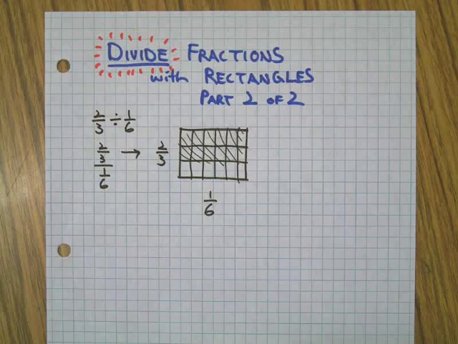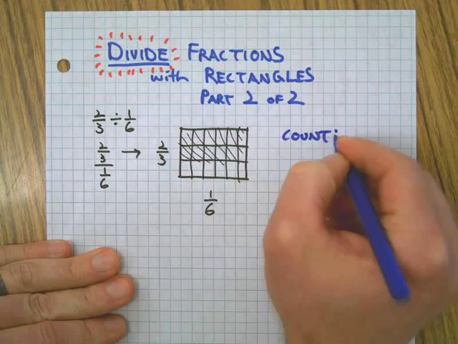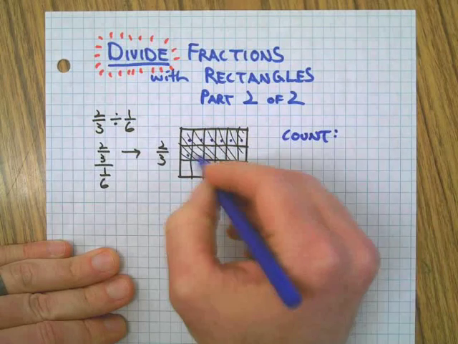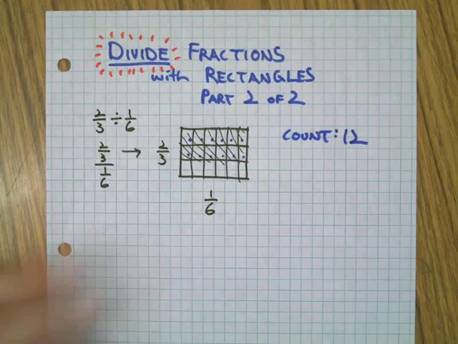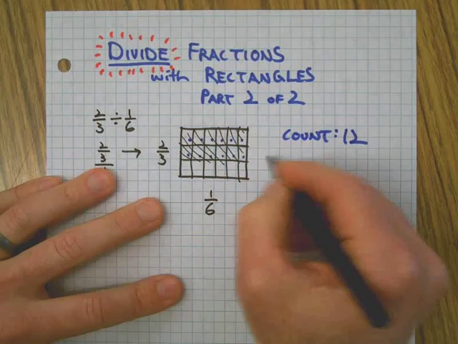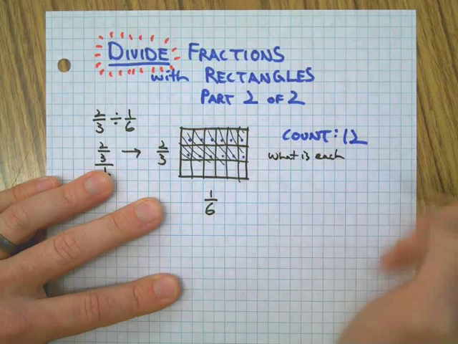Then I'm going to count the pieces that are shaded in. 1, 2, 3, 4, 5, 6, 7, 8, 9, 10, 11, 12. There are 12.